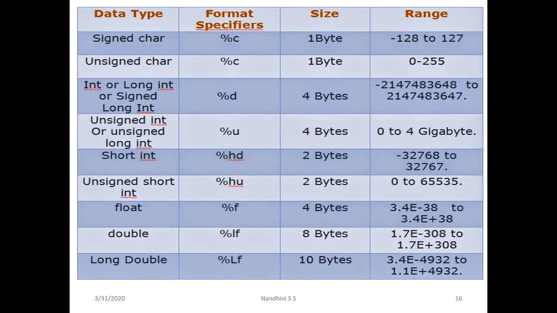For example, I take a floating point variable. You can specify the percentage f format specifier, and the size of the floating point variable is 4 bytes. The range of the value is from 3.4 e minus 38 to 3.4 e plus 38. You have to remember these.